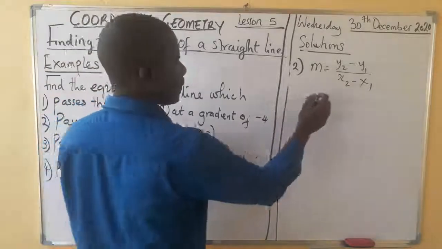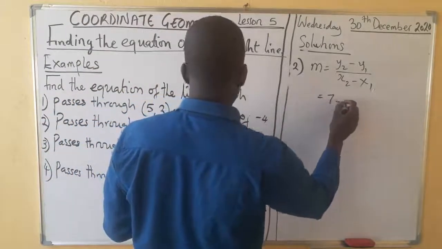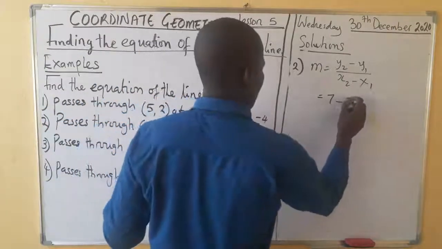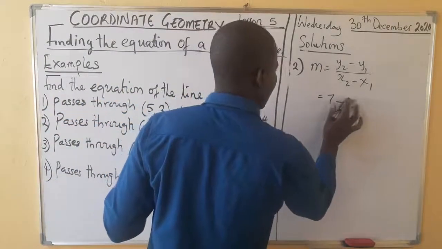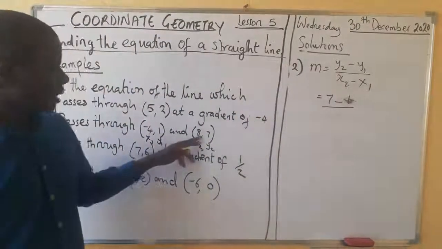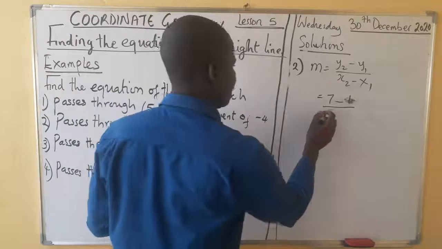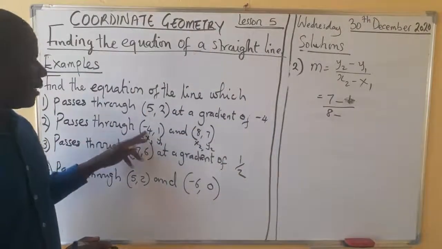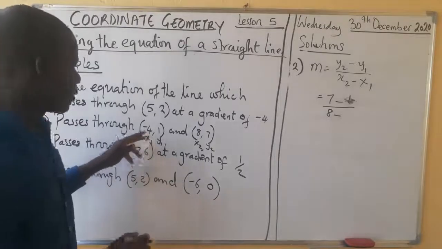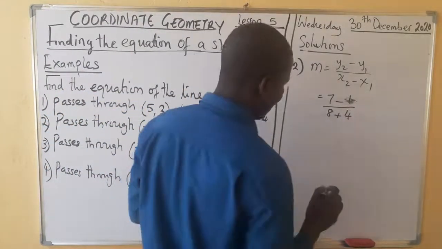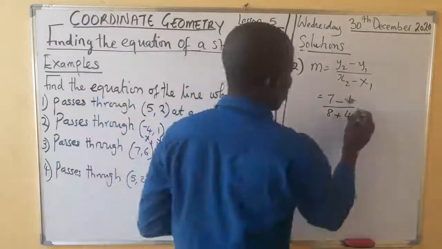So we have 7 minus 1 over, what do we have here? We have 8 minus, now what do we have here? We have -4. So because of this negative, I'll make this a plus. Then we go on, what do we get?